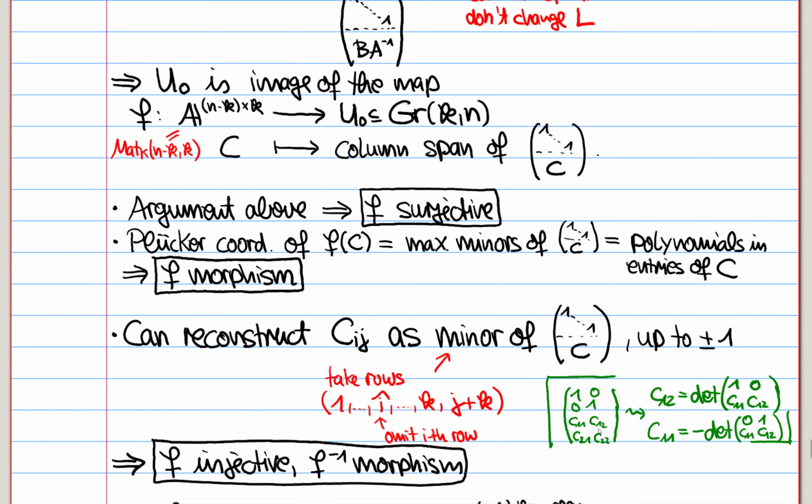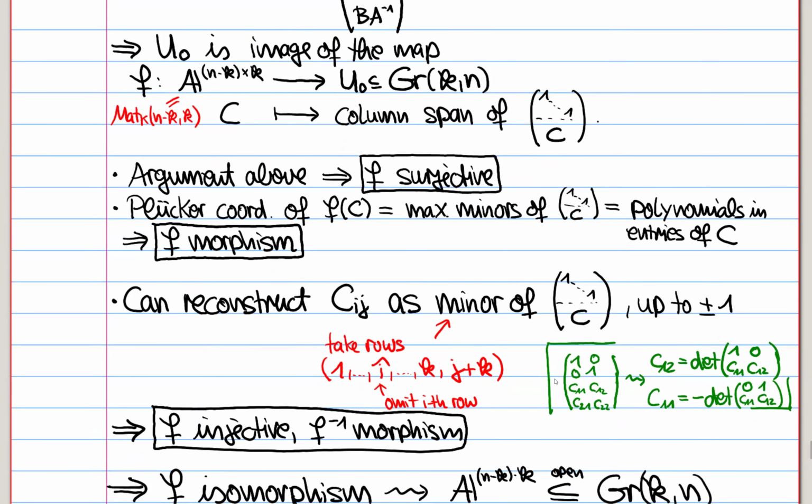And similarly, if you want to reconstruct, for example, C11, then you would choose this row and this row, and then you get it as minus a determinant of this sub-thing. What this shows is that all of these entries here are minors of this big matrix. And we know the minors of these matrices, these are exactly the Plücker coordinates that we have on this big projective space.